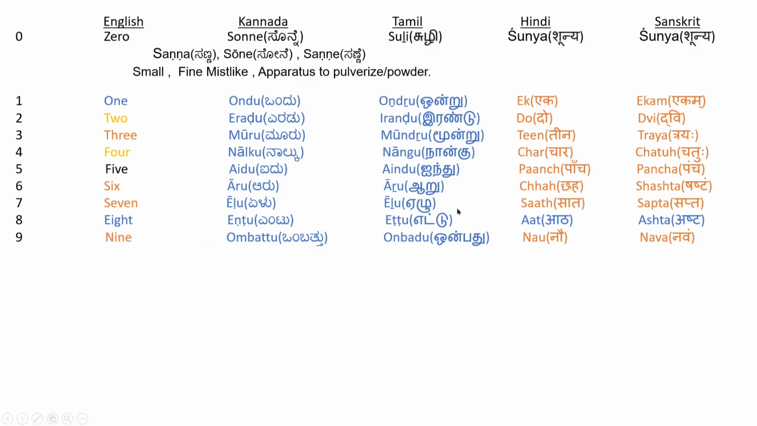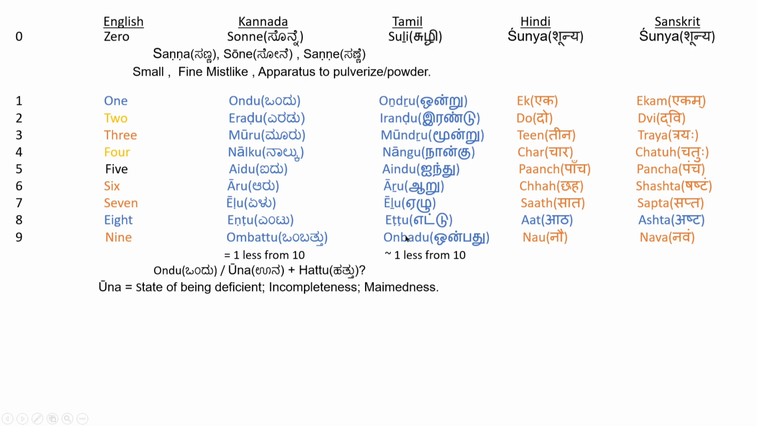And also in Tamil and Kannada, the representation of 9 is sort of weird. It's not a unique word, but it depends on the number for 10. It is defined with reference to number 10. So in Kannada, it roughly means 1 less than 10, ombattu. And same in Tamil, it roughly means 1 less than 10. This is 9: 9 is 1 less than 10. So it's more like defined as ondu plus hattu, ombattu.